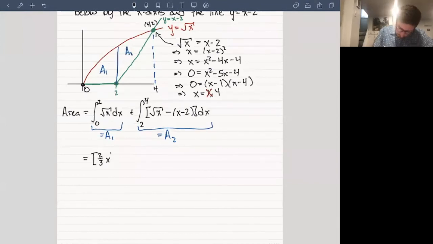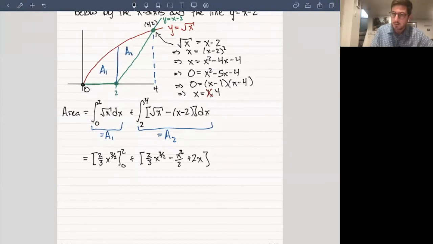2/3 x to the 3 over 2, running from 0 to 2, plus 2/3 x to the 3 over 2 minus x squared over 2 plus 2x. Remember that minus here gets distributed into both terms, the x and the minus 2. And this is running from 2 to 4.